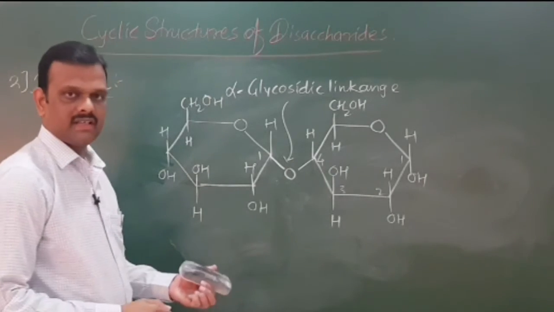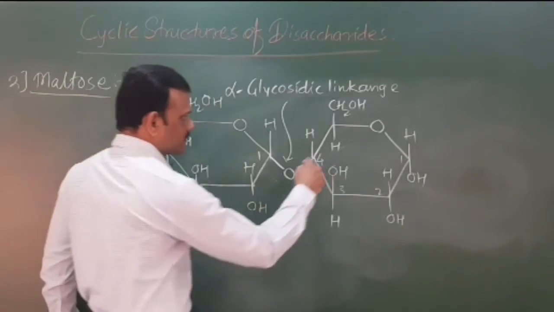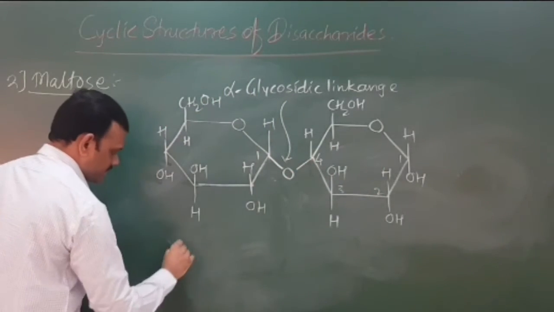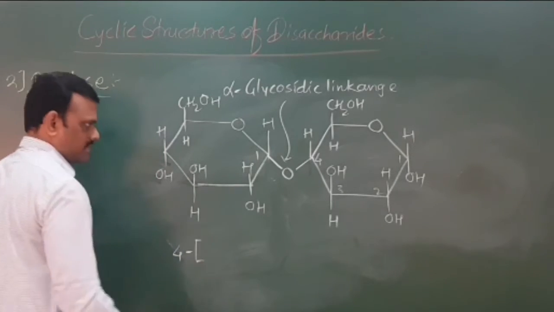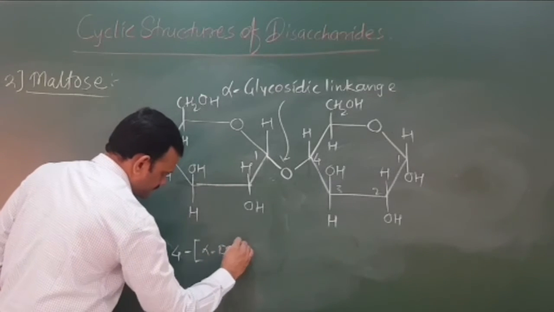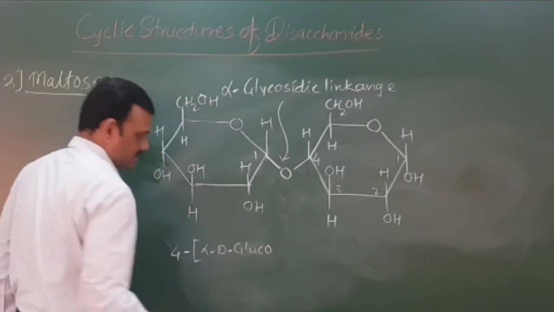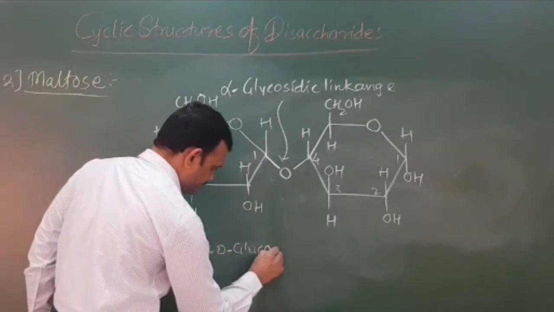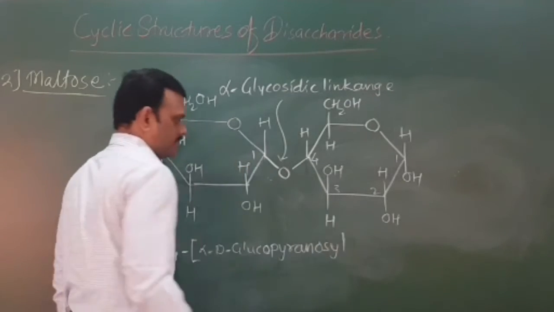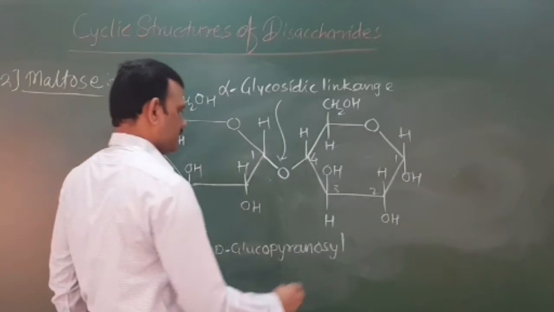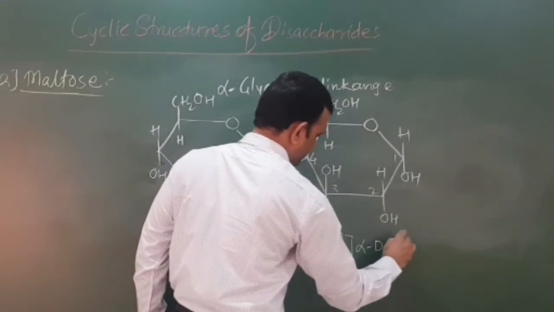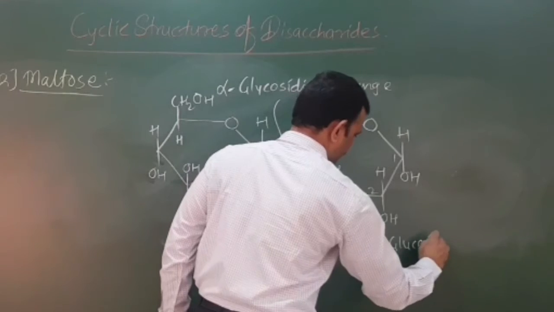Now we have to prepare the name of the compound. If you start from this, as this is the parent compound, then on the 4th position this group is present, therefore 4 dash. On the 4th position this alpha D glucopyranosyl. And further this compound, it is alpha D glucopyranose.